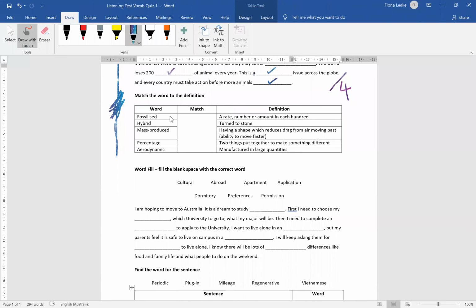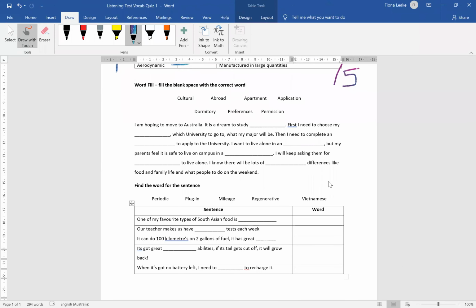Let's do the word match. So fossilized. Fossilized means turned to stone. Hybrid. Hybrid is put 2 things together to make something different. Mass-produced means manufactured or made in large quantities. Percentage is a rate or number in each 100. And so aerodynamic, having a shape which reduces drag. So you think about like a rocket, there'll be aerodynamic. So 1, 2, 3, 4, 5, and you could have got 5 marks in that section there.